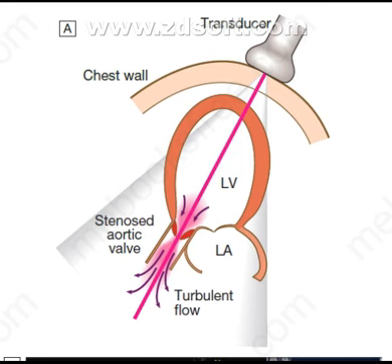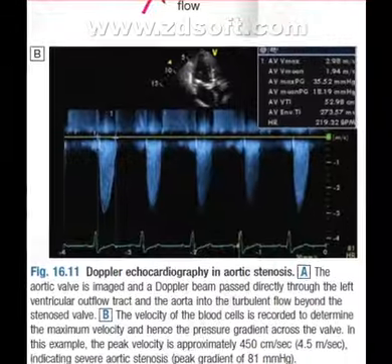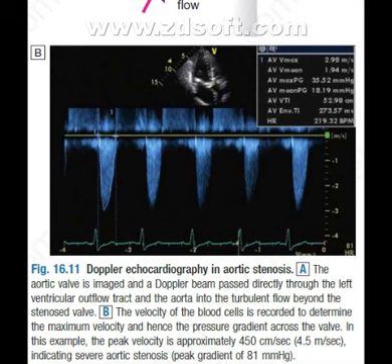This is a diagram of echocardiography. Here we see the transducer, chest wall, stenosed aortic valve and turbulent flow. Doppler echocardiography in aortic stenosis. The previous diagram shows the aortic valve is imaged and a Doppler beam passed directly through the left ventricular outflow tract and the aorta into the turbulent flow beyond the stenosed valve.